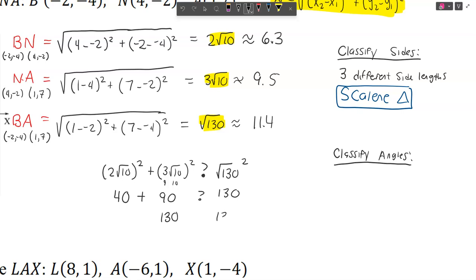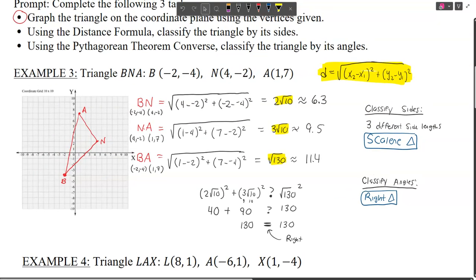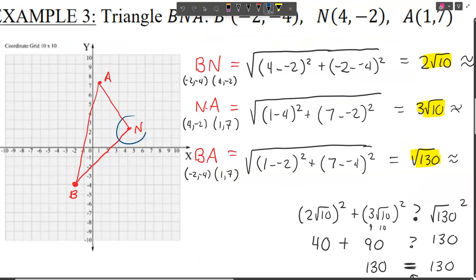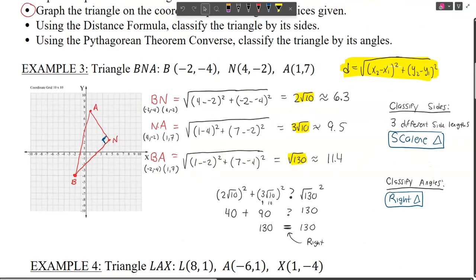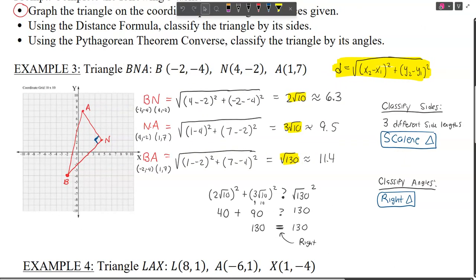And just like the first example we did, we actually end up getting these to be equal, which tells me that this is a right triangle. So my conclusion is that this is a right triangle. And if you actually looked at the graph, it looked like this could possibly have been a right angle, and now we have confirmation that that's exactly the triangle that we're working with here.